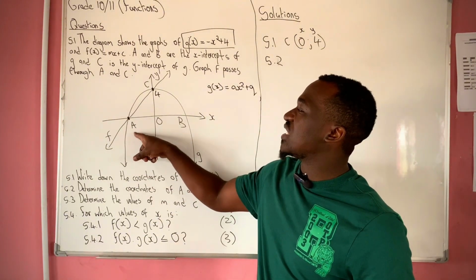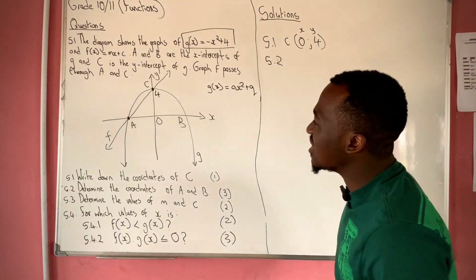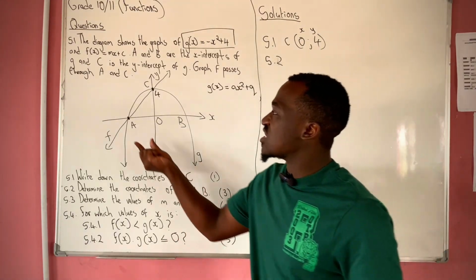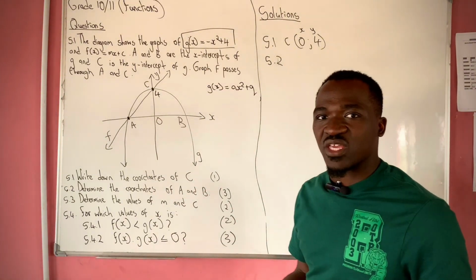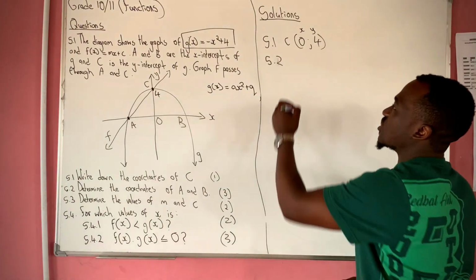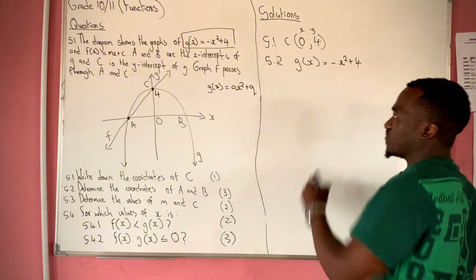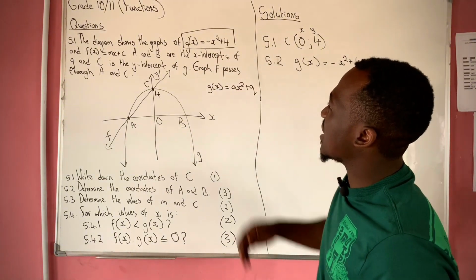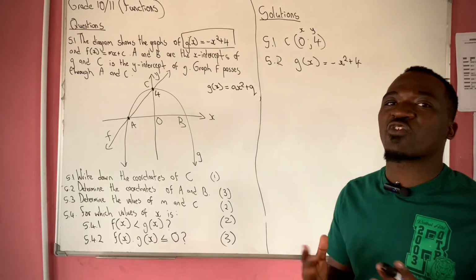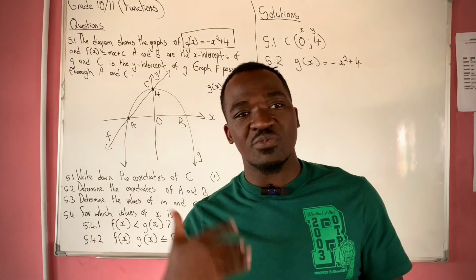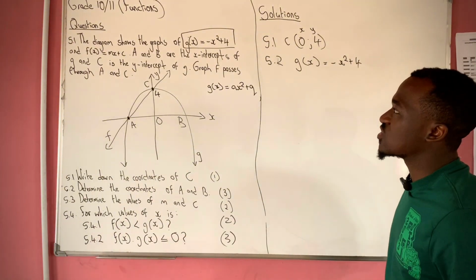But if we look at A and B in terms of the parabola equation, then it's going to be simple. Why? Simply because A and B are on the parabola, and for the parabola we have the equation. So now let's look at g of x. g of x is equal to negative x squared plus 4. In order for us to find the x-intercept, we let y be 0, and in order for us to find the y-intercept, we let x be 0. That's the basics of functions.